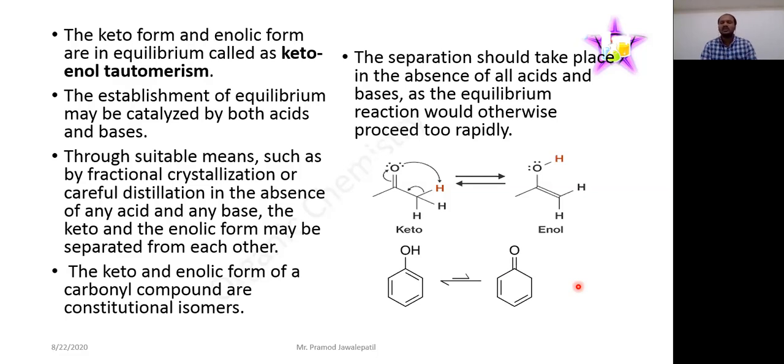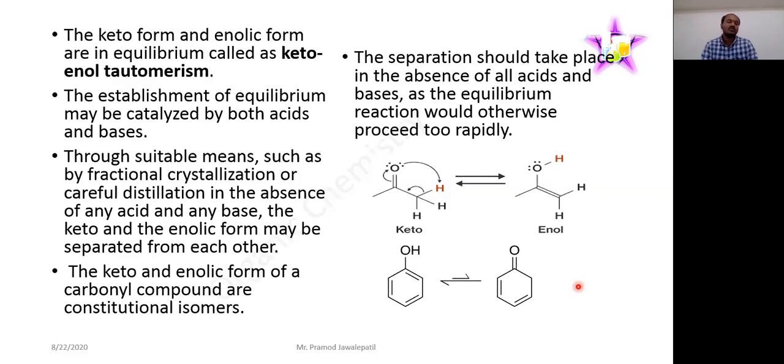This is a very critical step, to separate the keto and enol forms, because at room temperature they continuously exchange their proton between the enolic and keto forms. That's why it is a very critical process to separate the keto and enol forms. But in some drastic conditions, in the absence of acid or base, we can separate these keto and enol forms.